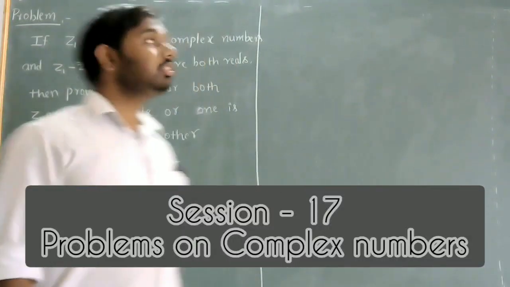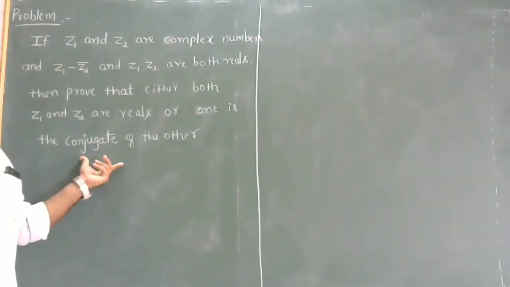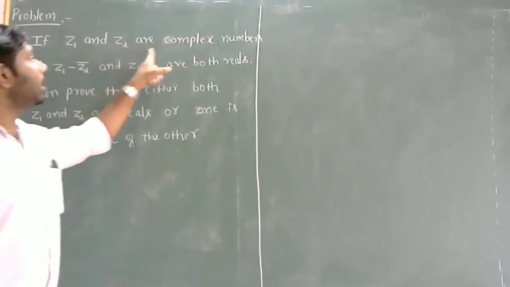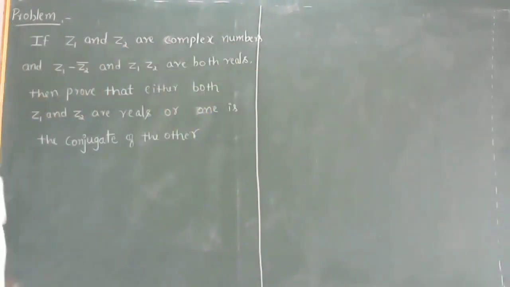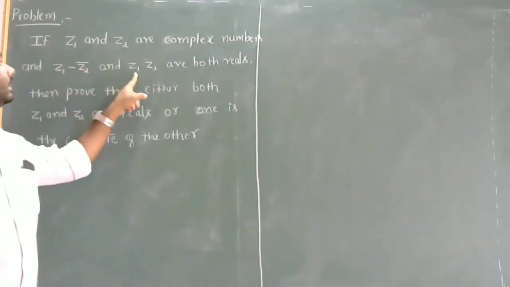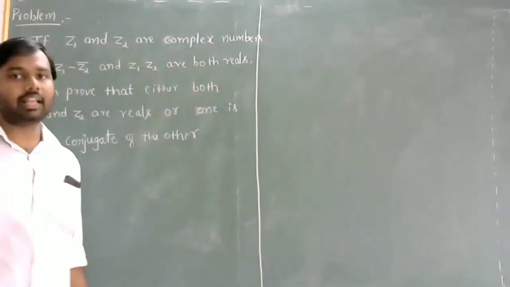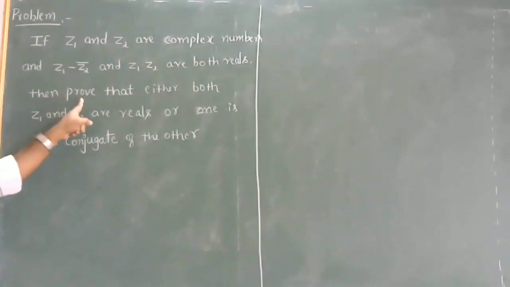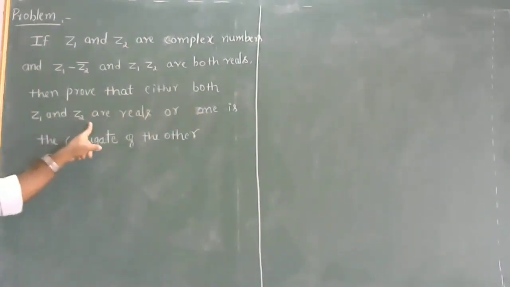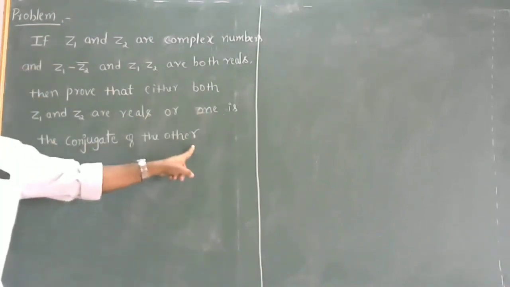In this session, we shall solve this problem, a very interesting problem and a very simple problem. The problem is, if Z1 and Z2 are complex numbers and Z1 minus Z2 bar and Z1 into Z2 are both real numbers, then prove that either both Z1 and Z2 are real numbers or one is the conjugate of the other.